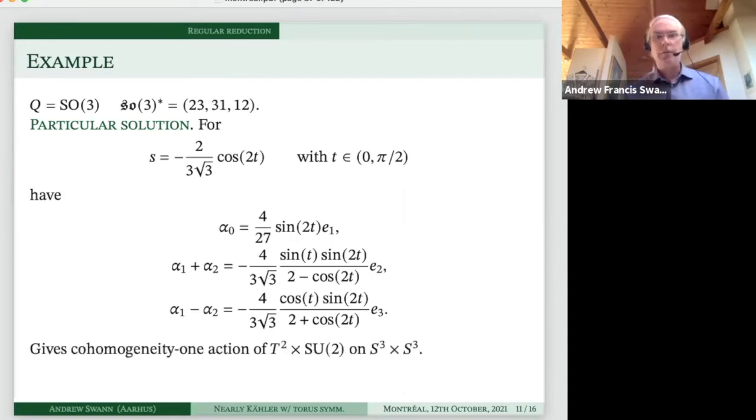So this gives us a cohomogeneity 1 solution under the action of T2 cross SU2 on S3 cross S3. It is just the three symmetric metric on S3 cross S3 under this symmetry group. So that is an explicit solution, and you can sit and stare at this and think about what the boundary behavior is and so on.